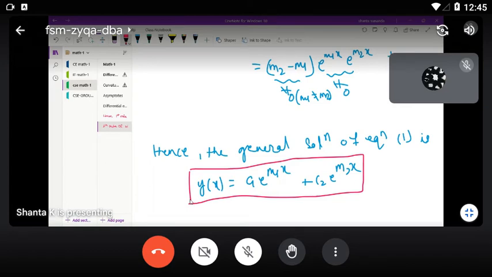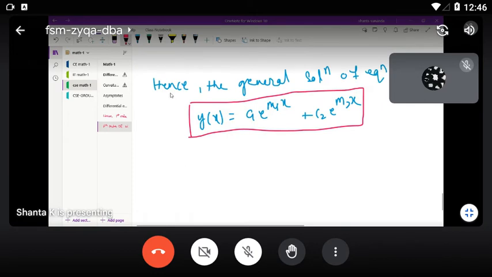Now for real and equal roots, you can also get it. Real and equal roots are obtained for the characteristic equation when b square minus 4ac is equal to 0, so we have repeated roots. I will write down the equations of this form, then we'll solve for real and equal roots.